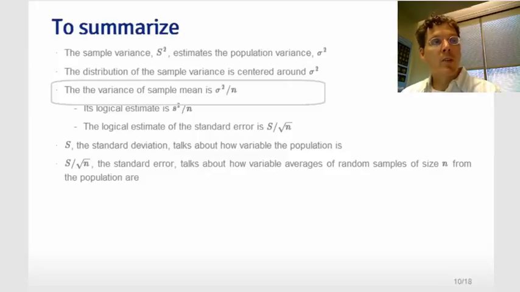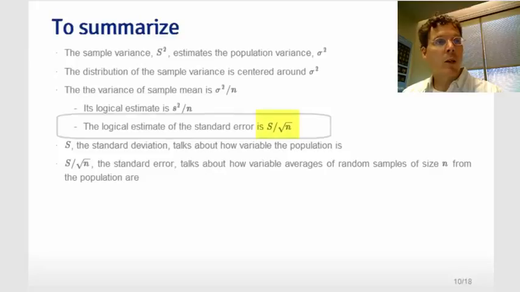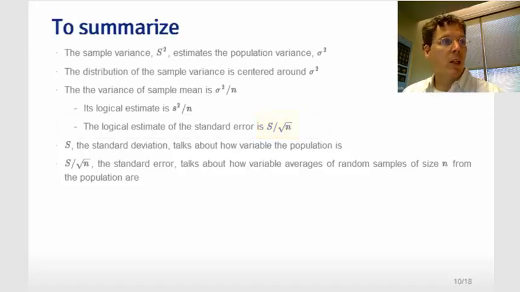Now, in a given data set, we don't have repeated sample means to estimate this, but we do have repeated draws from the original population in order to estimate sigma squared. So the logical estimate of the sample variance of the mean is s squared over n, and thus the logical estimate of the standard error is s over square root n. This quantity, s over square root n, is so important it's given its own name, the standard error of the mean, or the sample standard error of the mean.